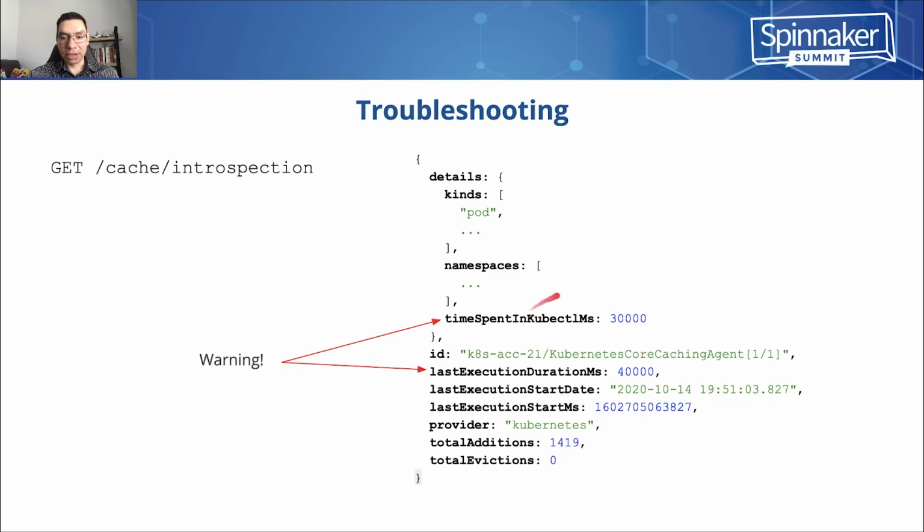We can see that in this example, it's taking 30 seconds just in the kubectl call. That's a lot of time. We need to investigate why it's taking so long in this call. One thing that we can do is to exec into the CloudDriver pod, and then issue manually the kubectl command that is targeting that specific account to see how much time it takes to complete.